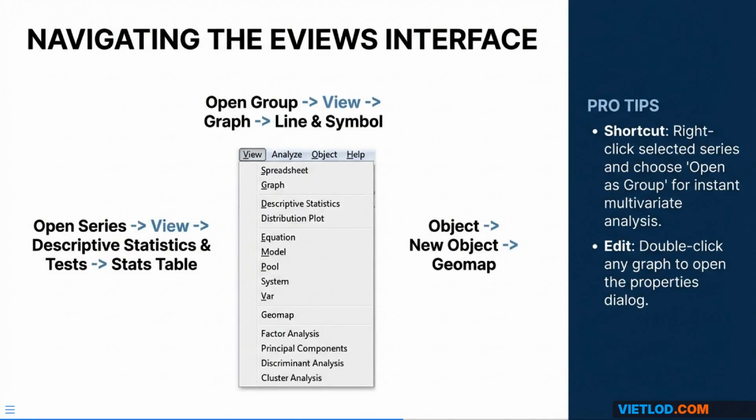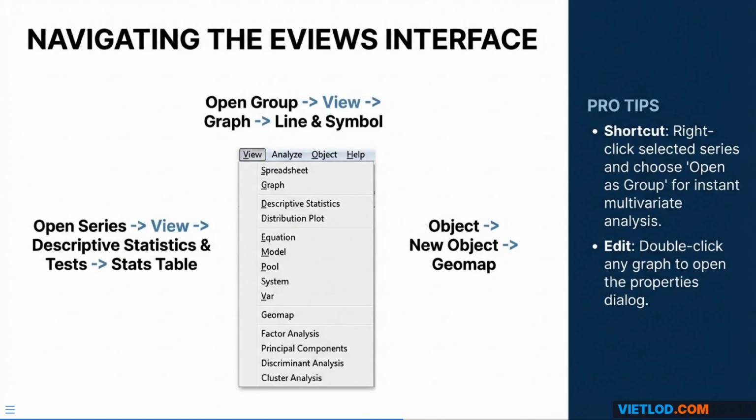Let's quickly go over the menu paths for common tasks. To analyze a single series, you first open the series, then go to View, Descriptive Statistics and Tests, Stats table. For multivariate analysis, you first create a group. Then open the group and go to View, Graph to create plots like line graphs of all series together.